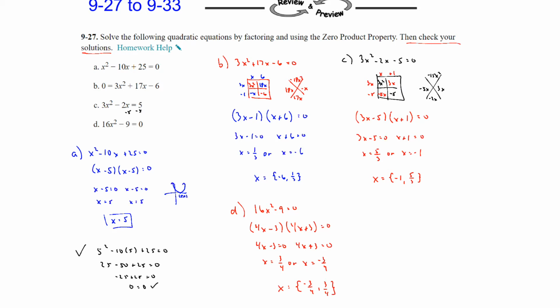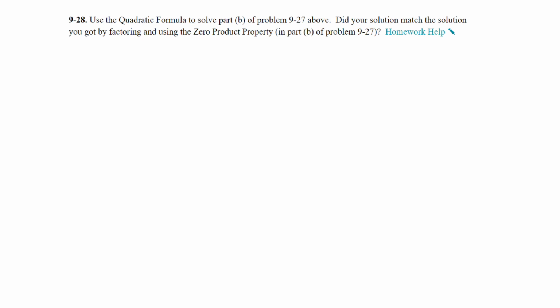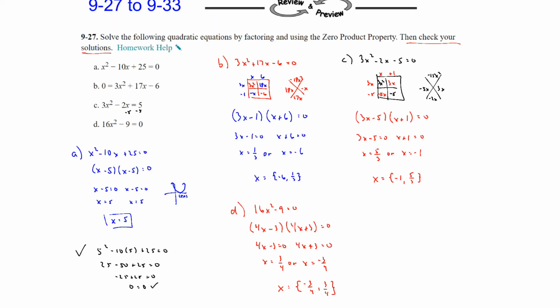Now, on part B, you have two solutions. So you will have to plug both of them in to check to see that they work. Question 28. Use the quadratic formula to solve part B of problem 9-27 above. Did your solution match the solution you got by factoring and using the zero product property? So let's go back and look at part B. 3x squared plus 17x minus 6.